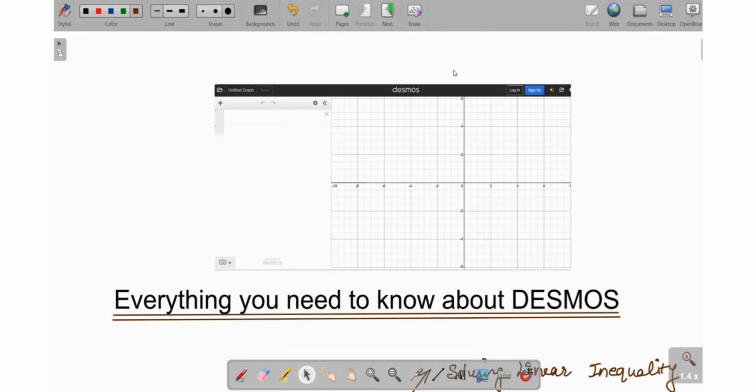Most students think Desmos is only for graphing, but honestly, Desmos can solve a lot for you, such as equations, system of equations, inequalities, quadratic equations, and even word problems, if you know how to talk to it properly. And no worries, you don't need to be a tech genius. I'll explain each and every step, just like I do with my students.